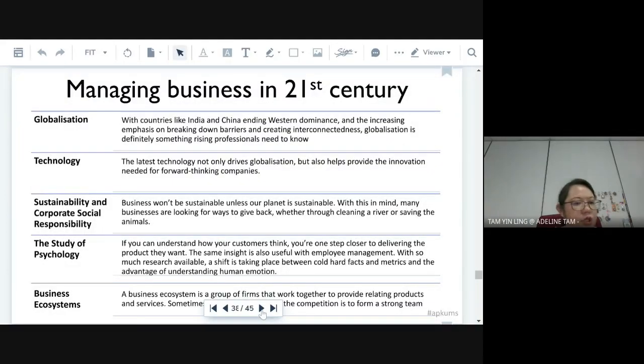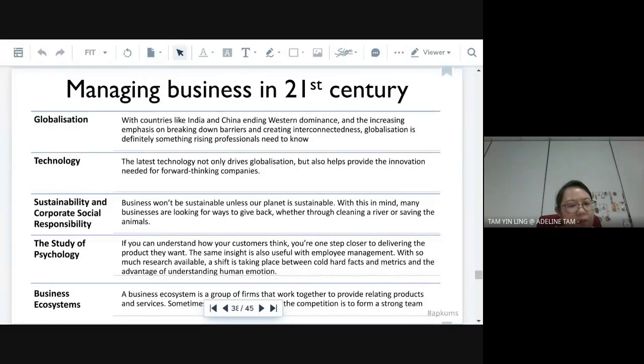Next, we talk about managing business in the 21st century. Okay, when we talk about managing business, this is what we are facing today. First, we are facing globalization. If you look at the business world today, just looking at the products that you are using, you will notice that we use a lot of products from India and China. Before that, in the last century, before the year 2000, we had a lot of products from the US, from Europe, and from Japan. But today we are using a lot of products from India and China.